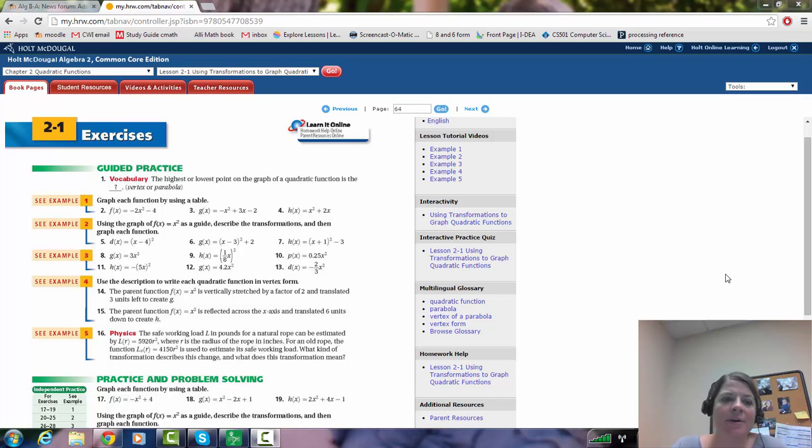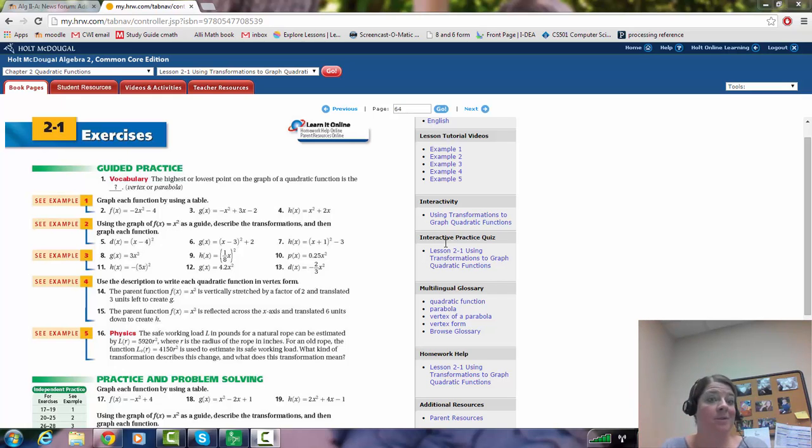All right, this video is on 2.1, using transformations to graph quadratics. So right now you're seeing a picture of the online textbook. And I have a feeling when we start looking at these transformations of quadratics, we've already done this, but we looked at the graph and then we did transformations.